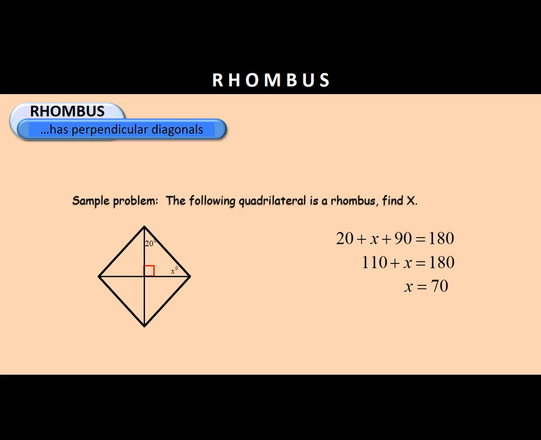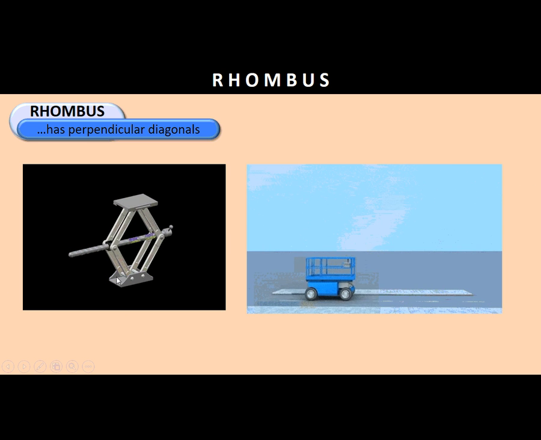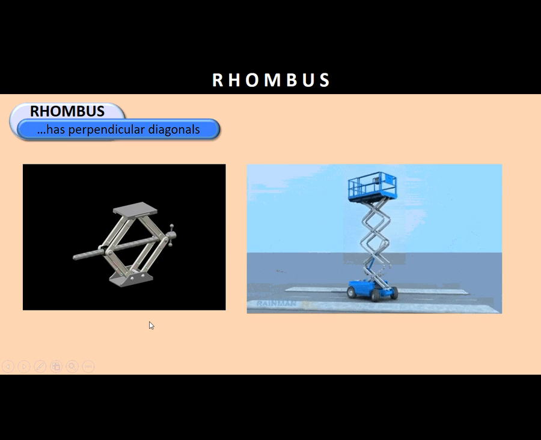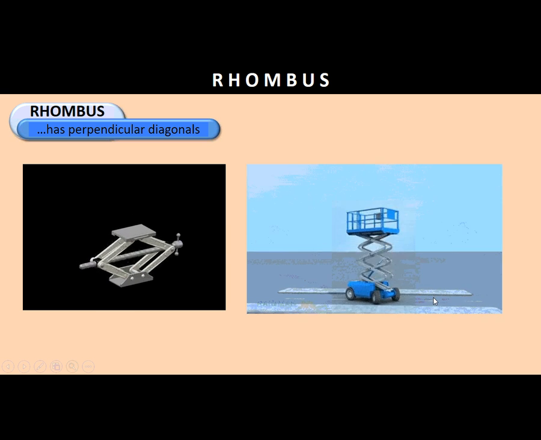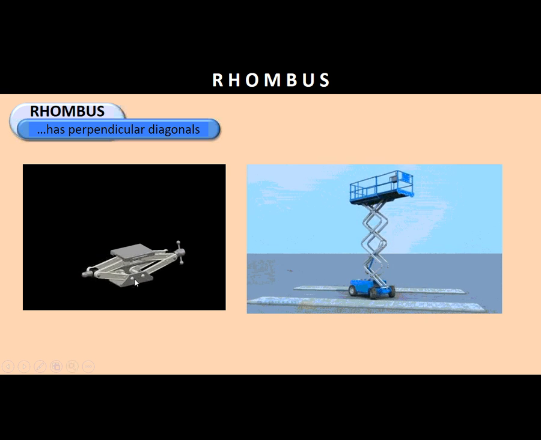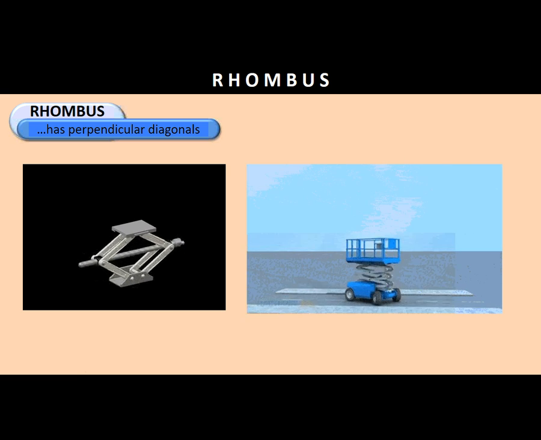This actually has some interesting uses. The fact that the diagonals in a rhombus are perpendicular allows us to take this shape and make it expand or contract in things like a scissor lift on the right, or a jack to lift up a car when you change the tire, over on the left.